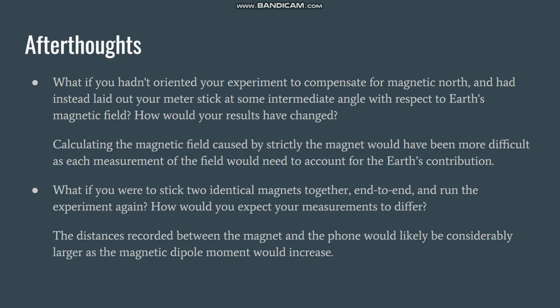Some important afterthoughts though are, what if I didn't orient it to compensate for magnetic north? This would just mean that I would have to compensate for it in each of my results. Whenever I recorded on-axis recordings, I would have to subtract the Earth's contribution. And then what if I were to stick two identical magnets together? This would just make the magnetic dipole increase, which would therefore make the distances I record increase as well.